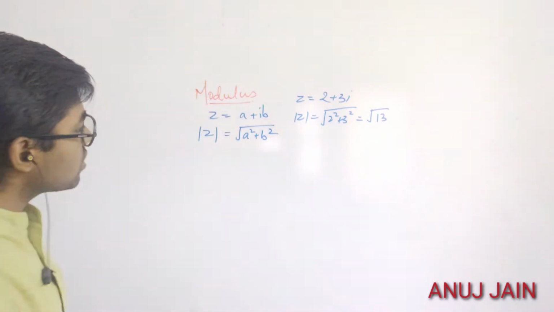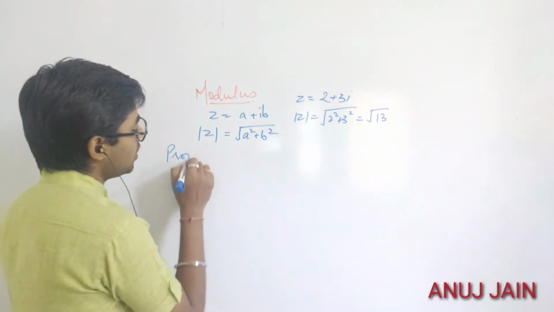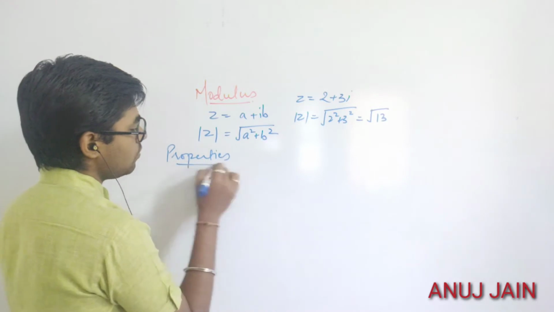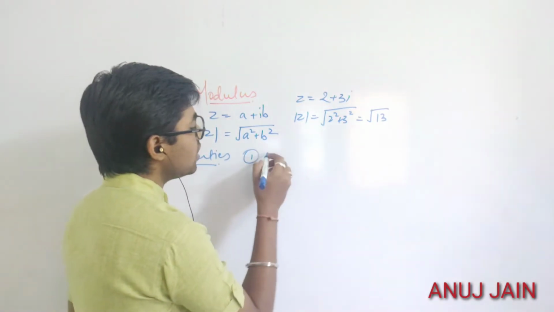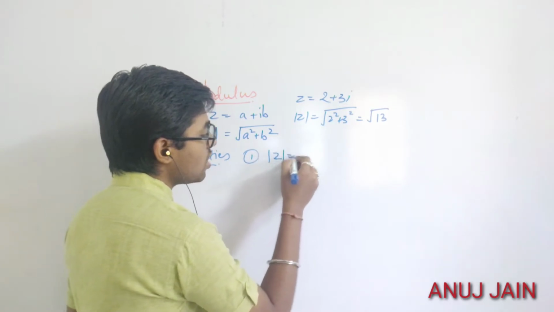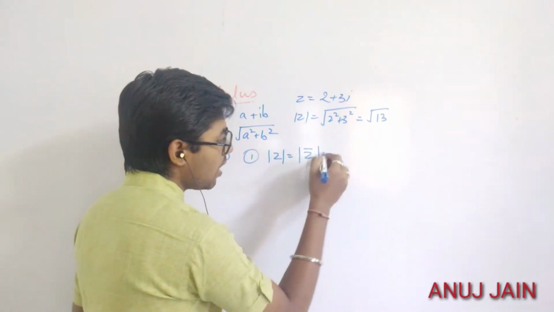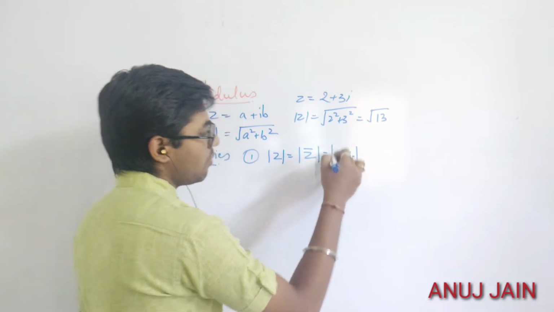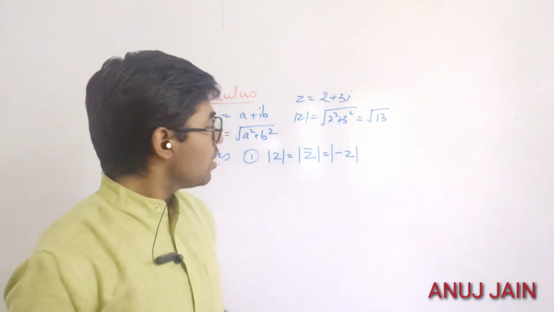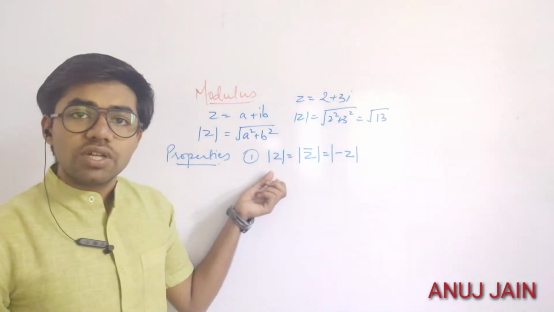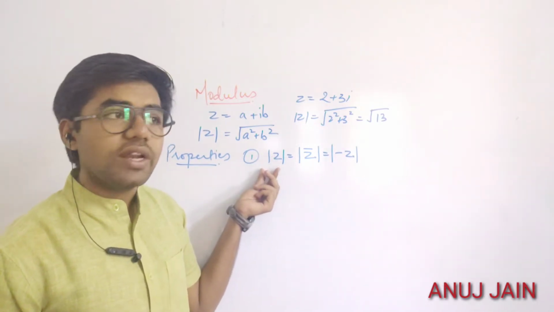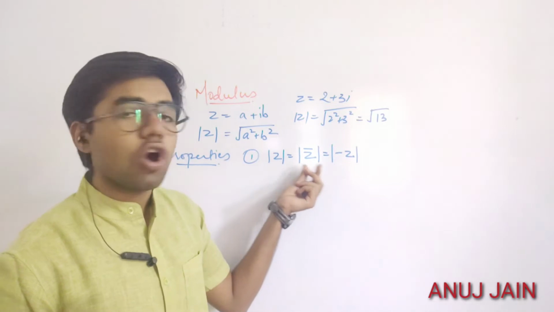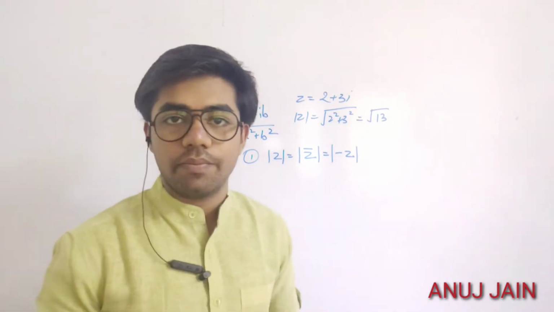Now what we have to discuss is what are the properties of modulus. First property is modulus of z is equal to modulus of z bar is equal to modulus of minus z. Okay, so whenever you take modulus, whether it is modulus of z or modulus of z bar or minus z, it is the same.